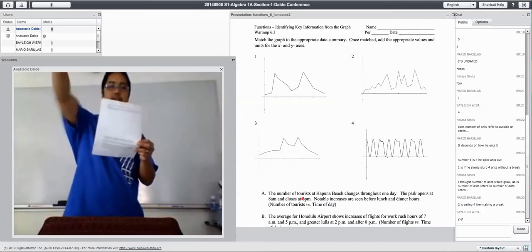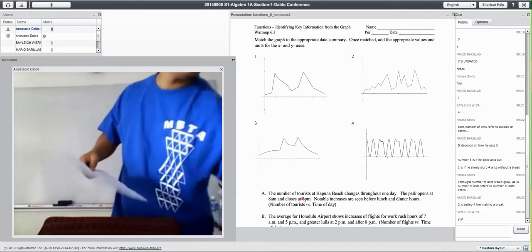You don't even have the page in front of you. Here. Take mine.